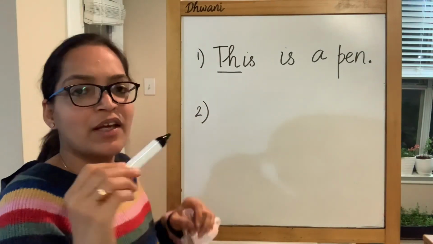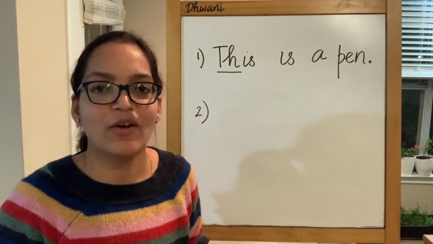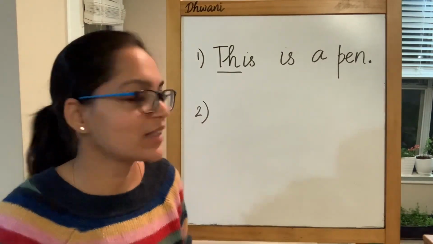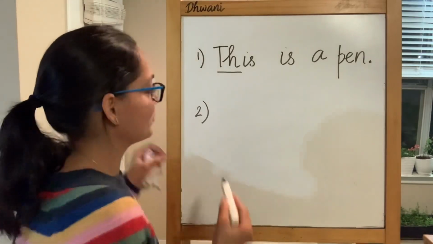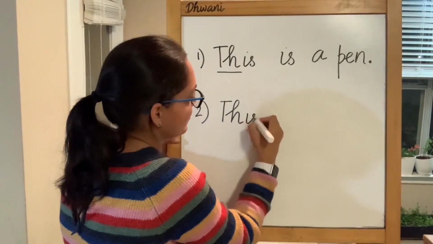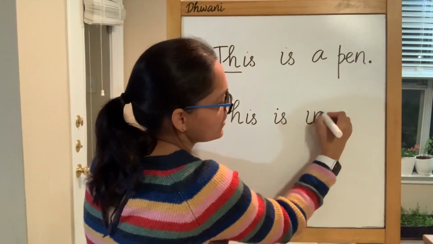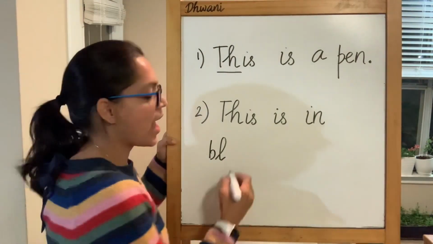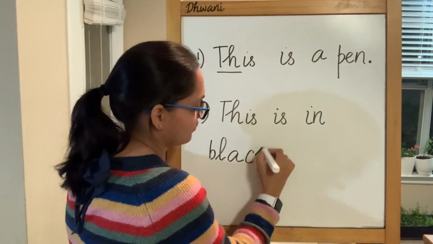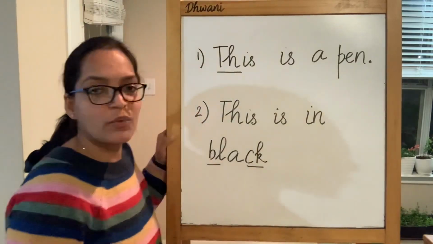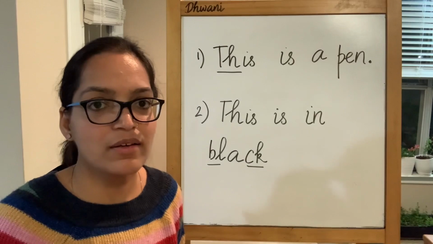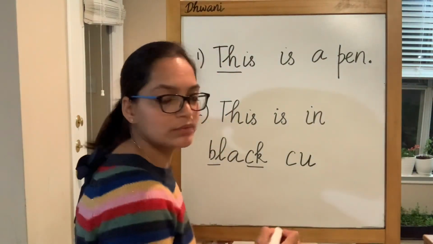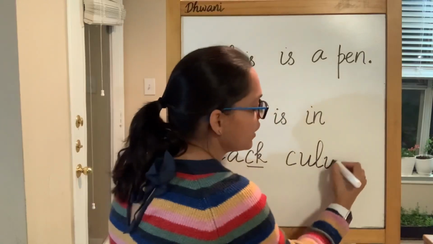Second, when you see the marker pens, you might see that they all come in different colors. So the ink of this marker is black. So I can say this is in a black color. This is in black. Now we have to write color, k, l, r. K sound. So u, l, u again, and r.